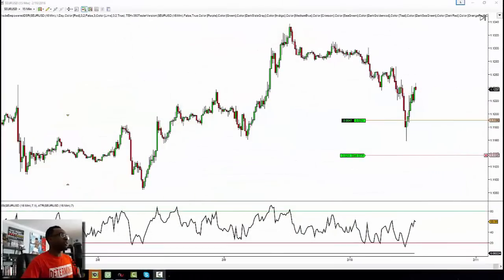All right, so we're back here on the euro dollar. Remember, this was the trade we took this morning in our live room, and well, it's expanded pretty well. It came down to our potential reversal zone, and we're getting a shot back up.